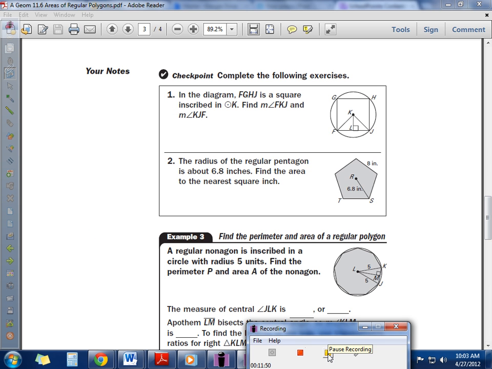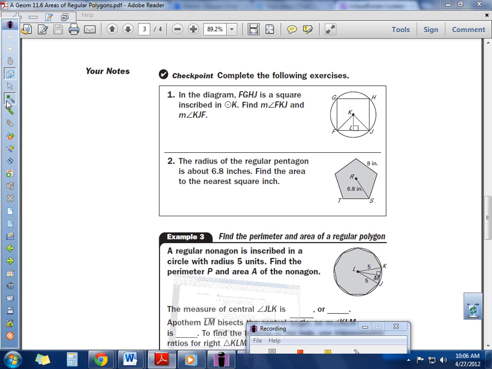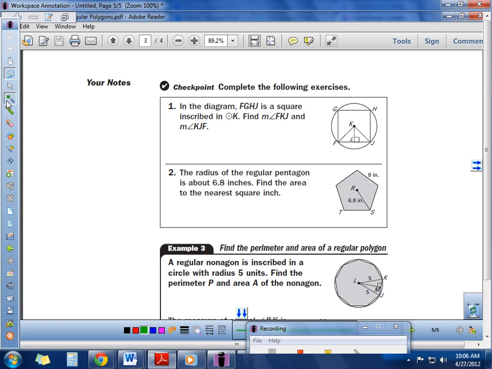All right, the next thing I want you to do is try these checkpoints. See if you can take your time and get the answers correct on these. All right, here we go. Checkpoint number 1 in the diagram, you have a square inscribed in a circle. Find angle FKJ. It's good to outline it if you haven't already done that. So outline FKJ. What's that angle called? It has a special name. It's called the central angle.